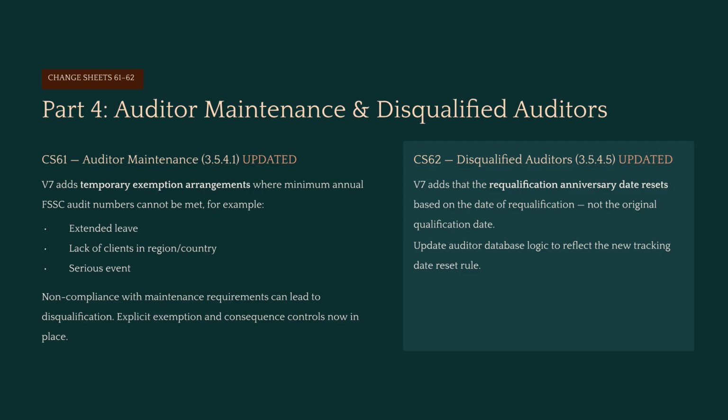This may look small, but it matters for database control and future witness audit planning. If the CB uses the old anniversary date, it may create confusion in maintenance timelines. Version 7 expects the CB to update its auditor register and tracking system correctly.